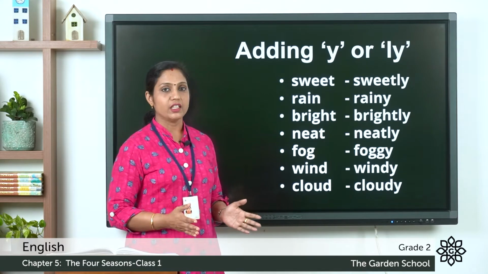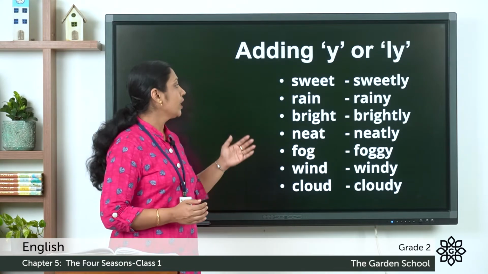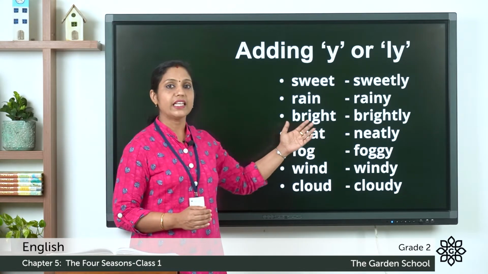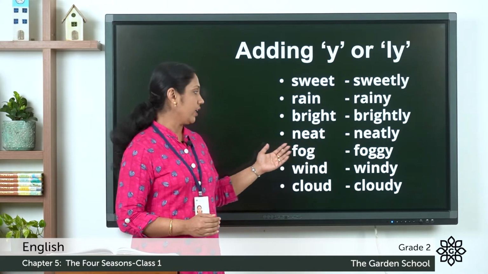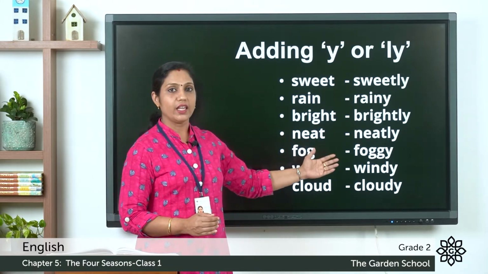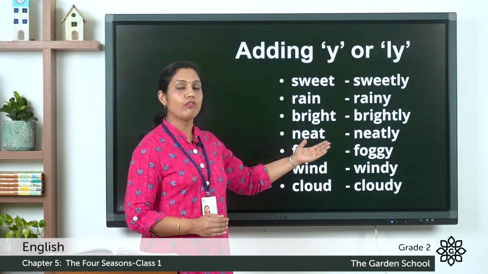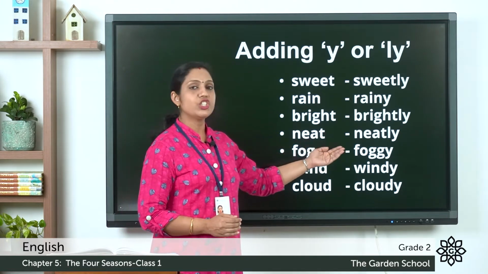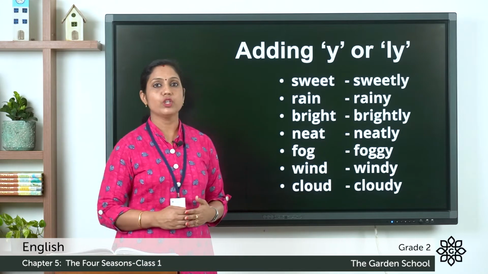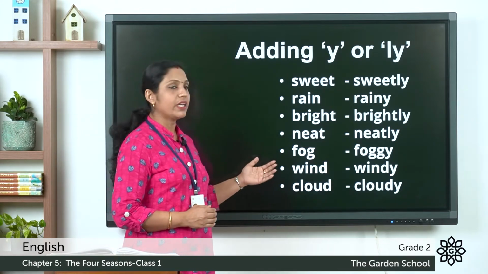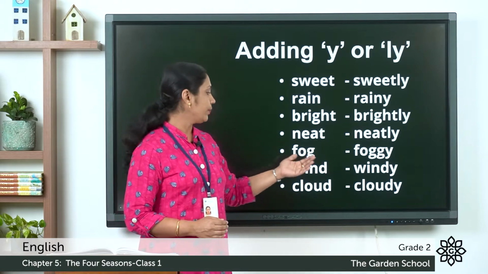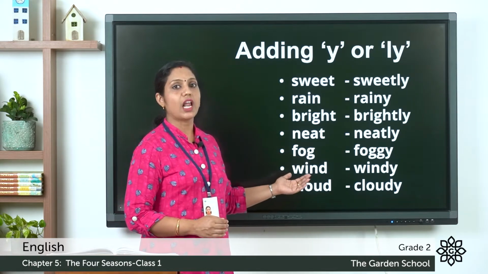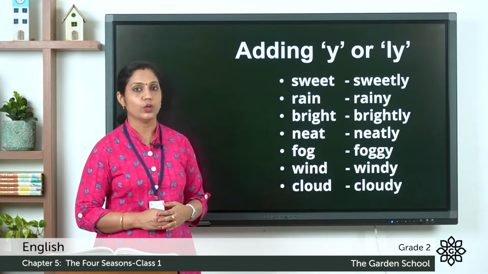Rain, rainy. So just add Y to the word. Bright becomes brightly. Neat, neatly. We added L-Y. Fog becomes foggy. So you can notice that when it became foggy, F-O-G-G-Y, we added one more G to the word. So fog becomes foggy. Wind becomes windy. And cloud is cloudy. We added Y to the word.